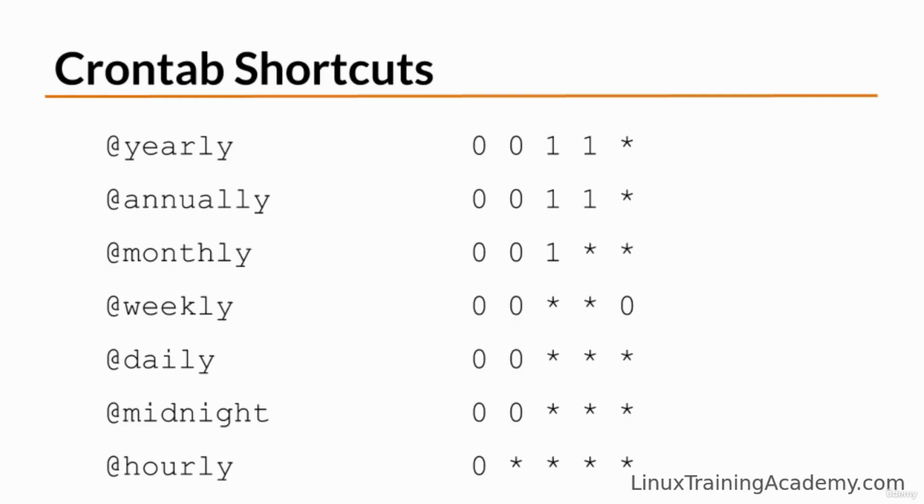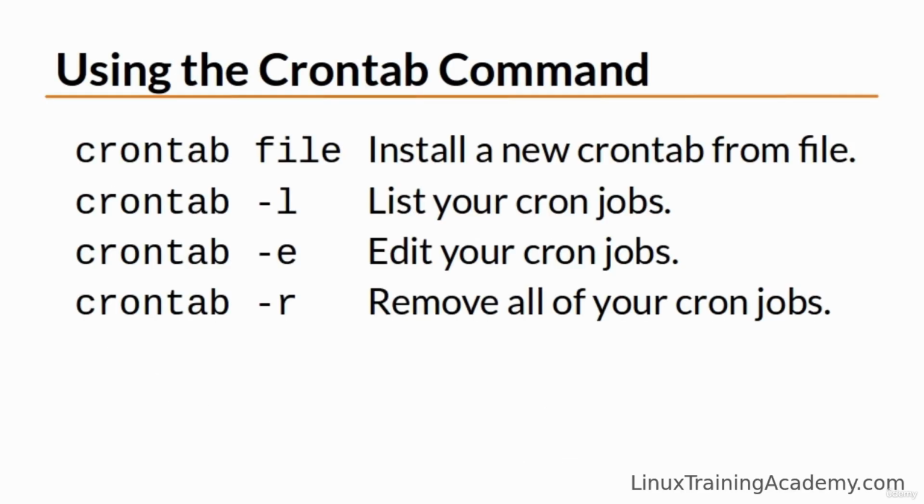The crontab command manipulates cron jobs. You can use crontab with a file name to install the new crontab from the contents of that file. To list your jobs, run crontab -l. To edit them, use crontab -e. Note that crontab -e will invoke the editor that's specified in the EDITOR environment variable. crontab -r removes all of your cron jobs.